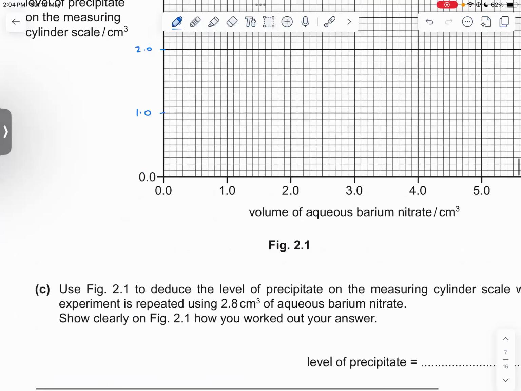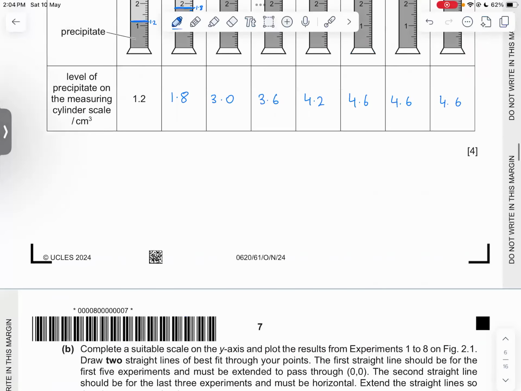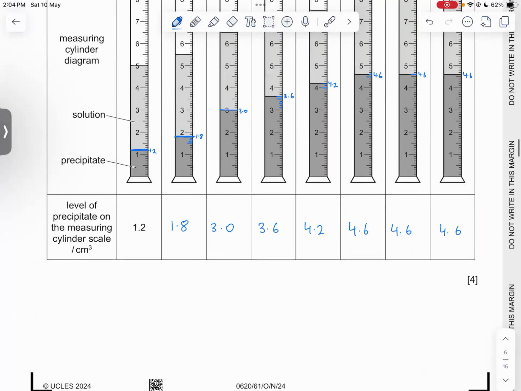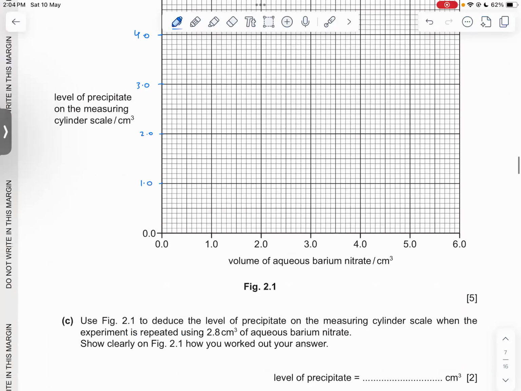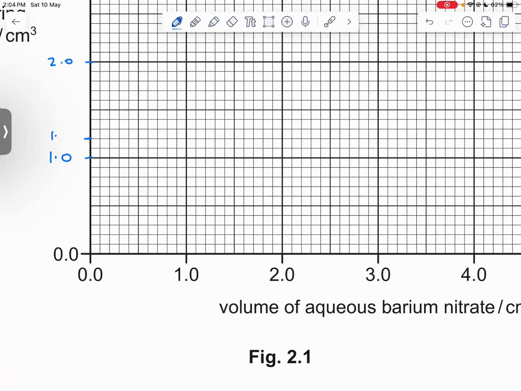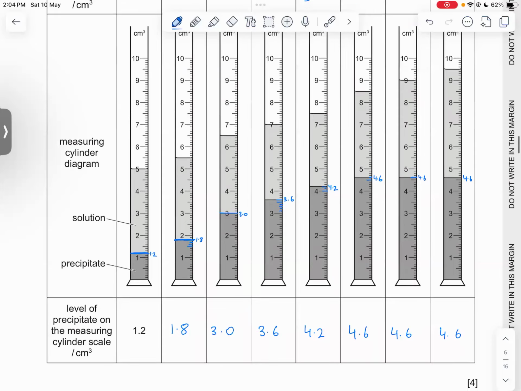All right. And then they're probably going to ask us to plot stuff. So at the bottom, volume of aqueous barium nitrate, when 1.0 barium nitrate was added, 1.2 centimeter cube of precipitate was formed. So this is 1.2, as you can see. This would be 1.2 precipitate, and this is volume of barium nitrate. So the precipitate that formed was this much, right?